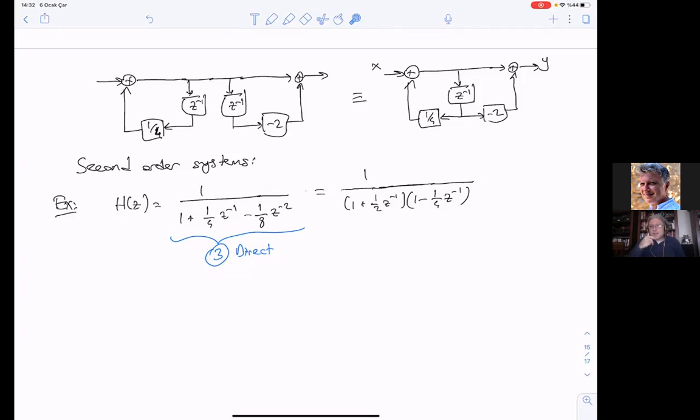And they are all less than 1 in magnitude. Therefore, since it is given to be a causal system, the region of convergence is outside of the largest ring. The largest ring has a radius of 1 over 2 because there is a pole at minus 1 over 2. So the ring is at 1 over 2. Outside of it will include the unit circle. So it is stable. And by the way, this way of looking at things will correspond to the type 1 realization, which is cascade.